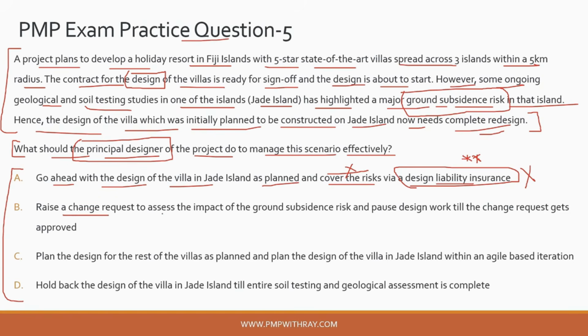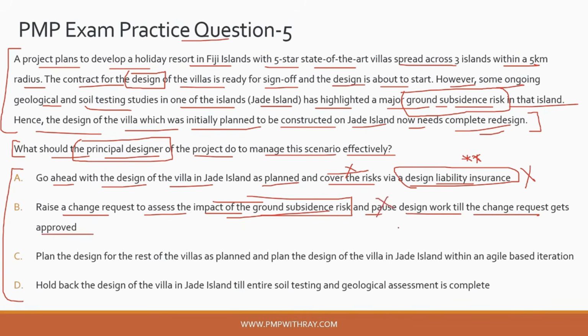Option B, raise a change request to assess the impact of the ground subsidence risk. This part is okay. I am not debating this topic, that you need to raise a change request to assess the impact. However, let's read the second part of this option: and pause design work till the change request gets approved. So this is incorrect, guys.